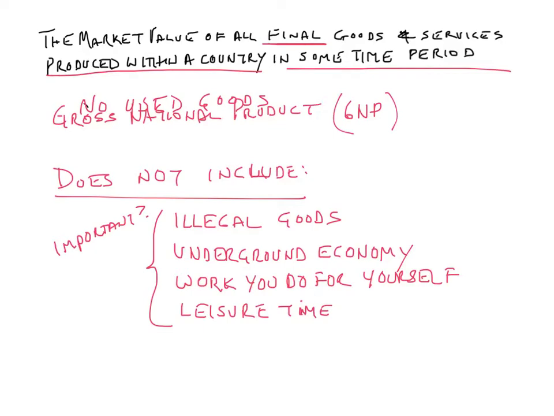Because what we really want to know with GDP is how it's changing from year to year. And as long as the percentage of the underground economy is roughly the same, and illegal goods is the same, then if we're just looking at the change from year to year, it's not really going to make any difference. It's only going to make a difference when we look at economy over a long period of time, or if we're comparing countries' GDP, then we have to keep these things in mind.